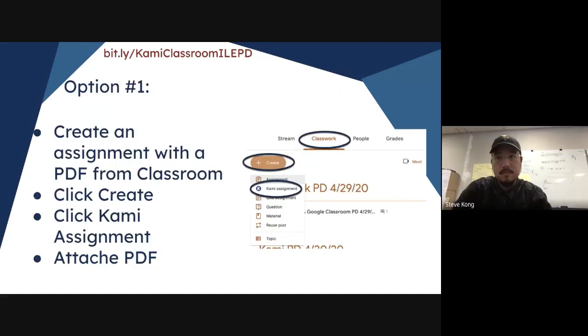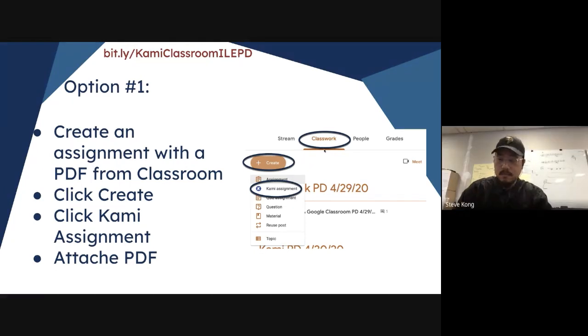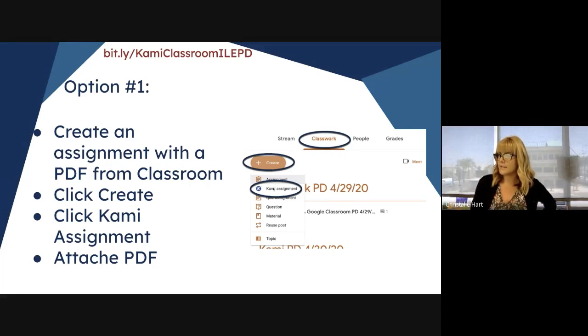But the first option is that you create an assignment with PDF in Classroom. So you would open up your Google Classroom. You would click classwork, you would click create, and then you would notice you already have this Kami assignment. So you would click the Kami assignment.